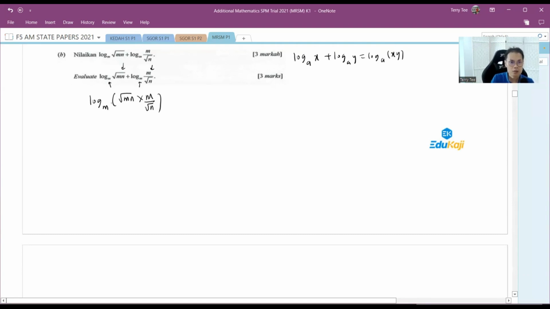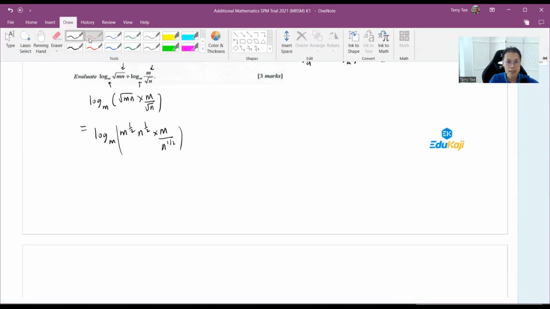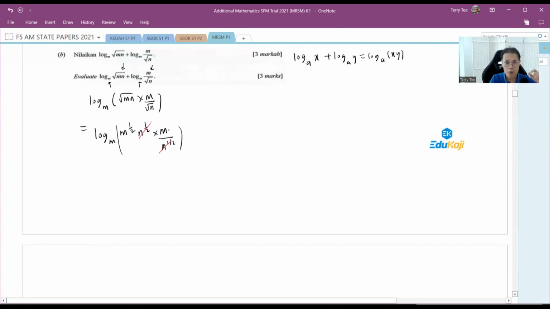Now, because of the square root, I would write this as m power half and n power half, easier to see. This is m power half times n power half, times m over n power half. Notice that the n and n, we can actually cancel them. I'm left with m power 1 and n power half. Also remember, a power m times a power n, you can add them up, m plus n. So in this case, you will get log base m of m power 3 over 2.